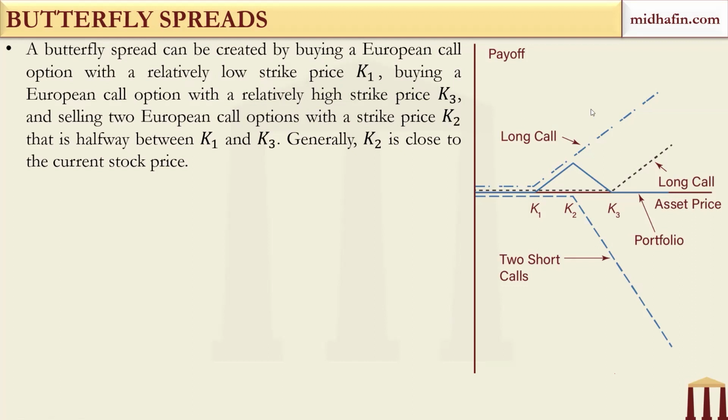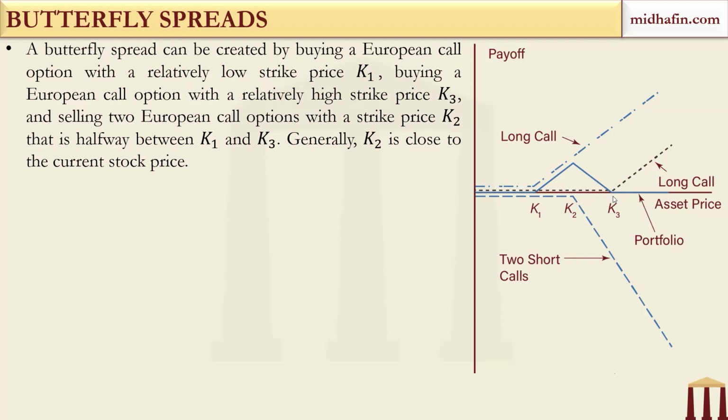And here, if you look at the graph, it is K1 and K3. Now the selection of options is very carefully done. Here I have the butterfly spread created from call options, and three strike prices are selected. K1 and K3 strike prices are bought. So let's say K1 is 30. So you bought a call option with the strike price 30. Let's say K2 is 40.